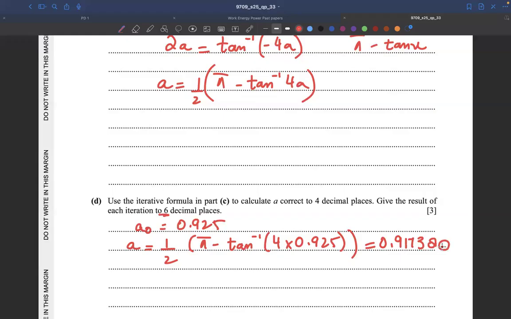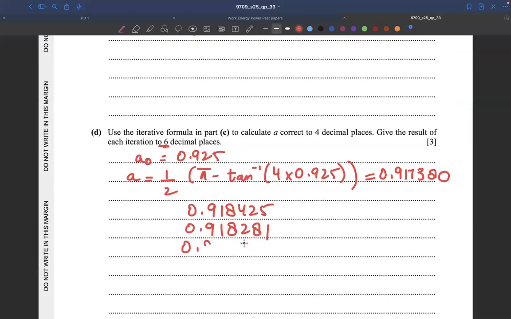So 0.917380, and then substitute it back over here, and we are getting the second answer, 0.918425, and then we get 0.918281, and then 0.918301, and then 0.918298, and then we are again getting 0.918298. So we are getting the same answer again.